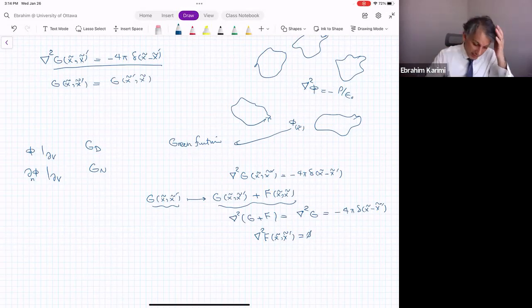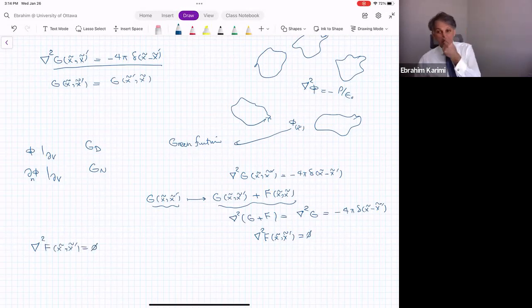However, I know that not all f functions will follow this relation, only those for which the Laplacian of f of x and x prime is equal to 0. And it should be symmetric, okay? Or else we will have a problem.